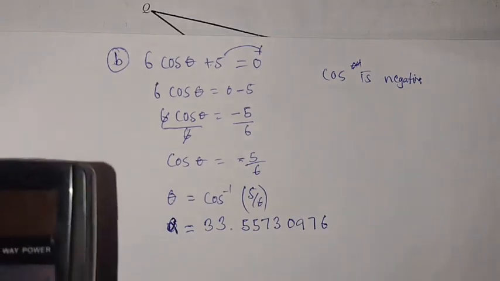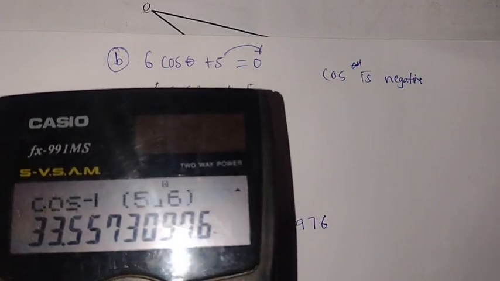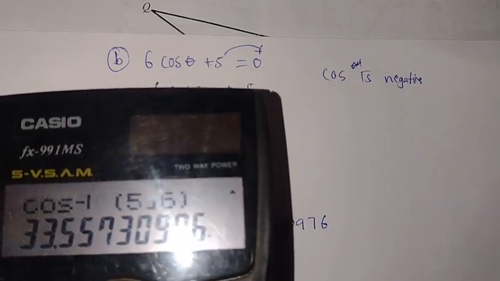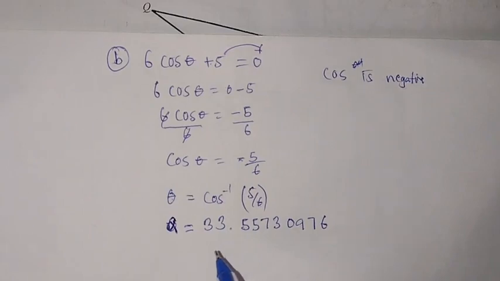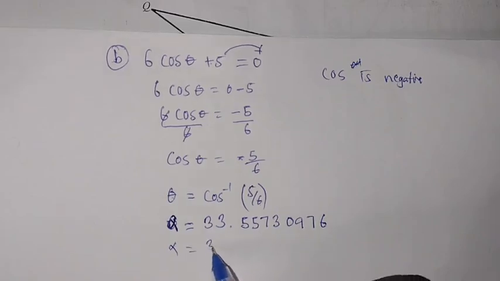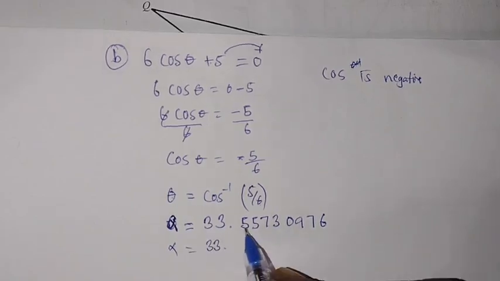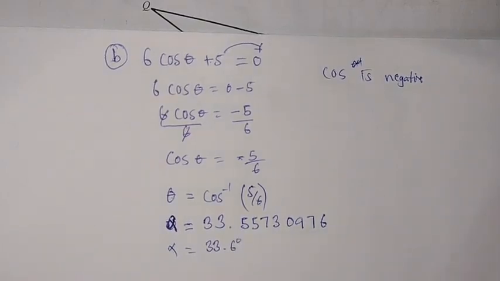The cos inverse of 5 over 6 is giving us this value, 33.55730976. Now this is an angle, so we can just leave it correct to one decimal place. Alpha is equal to 33.6, because this 5 will be rounded up to a 6. So this is the basic angle that we have.